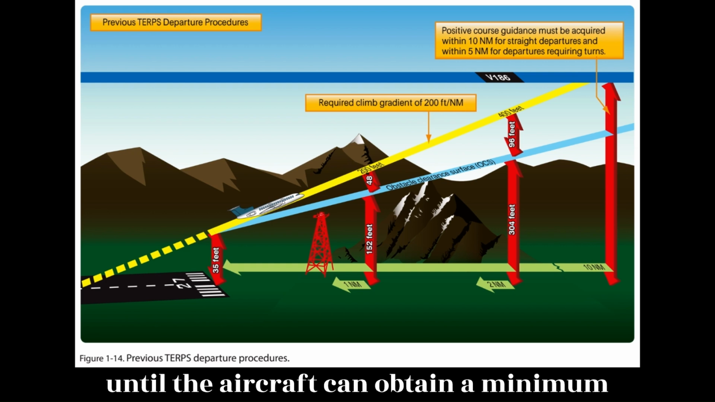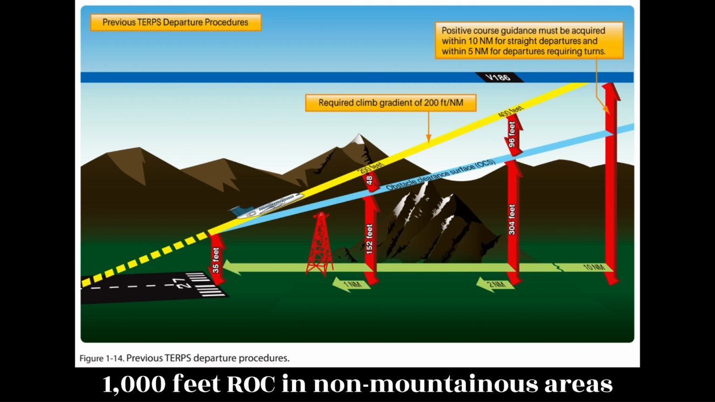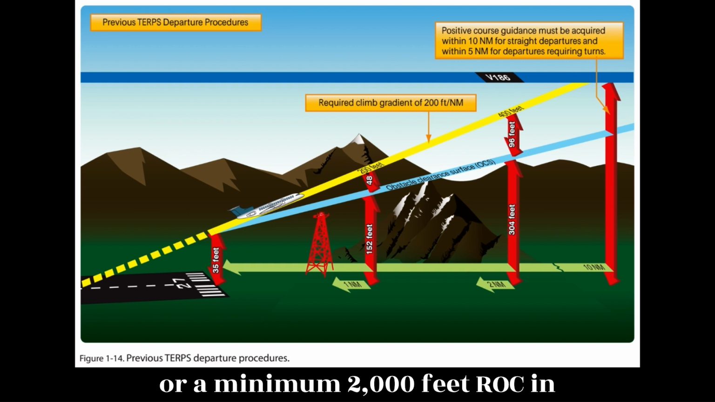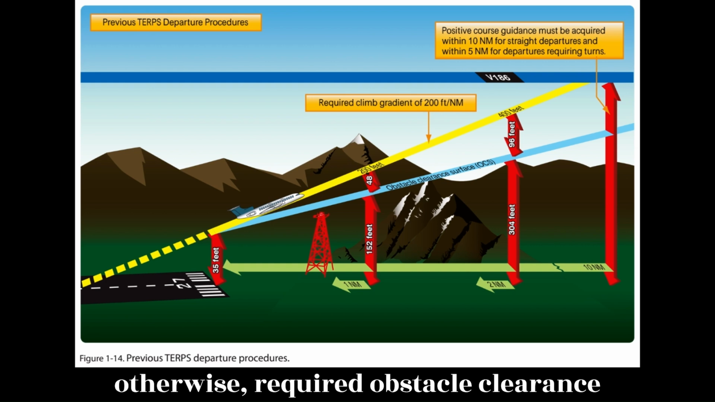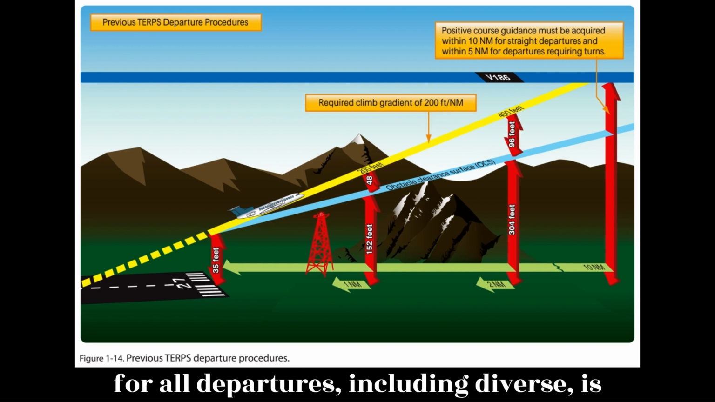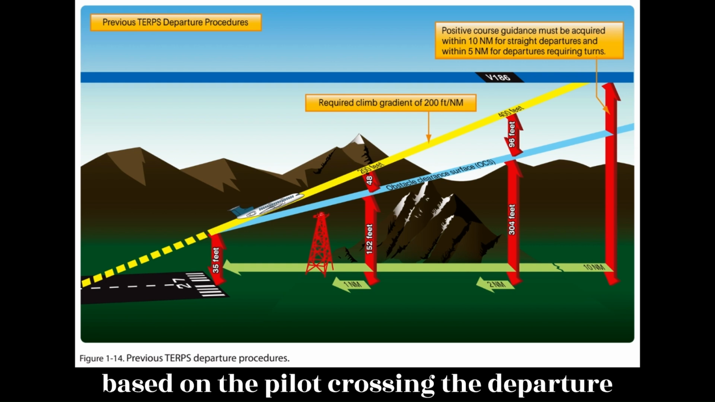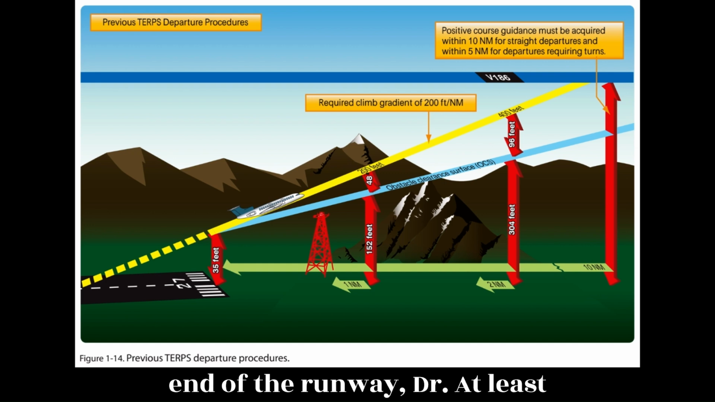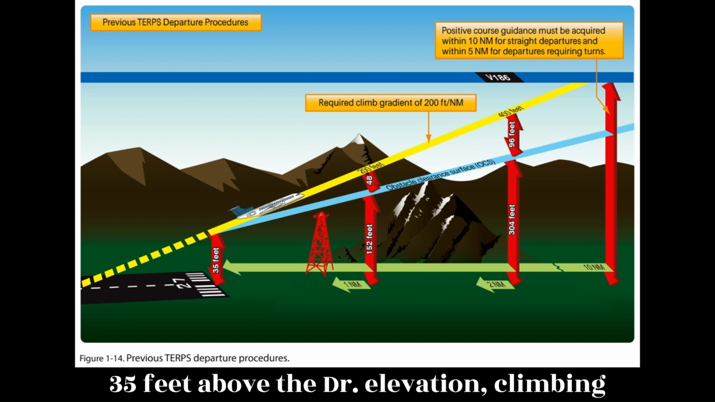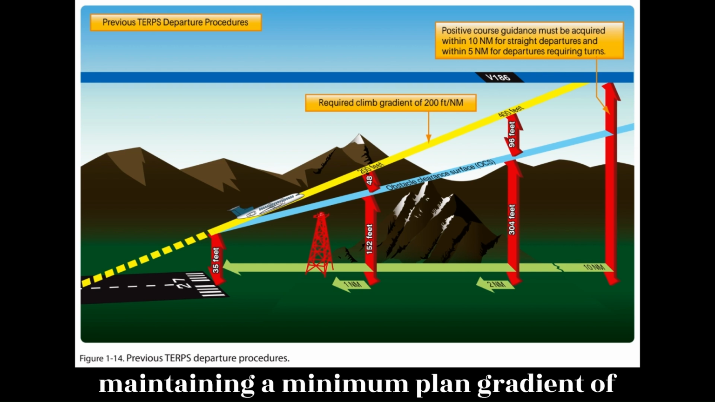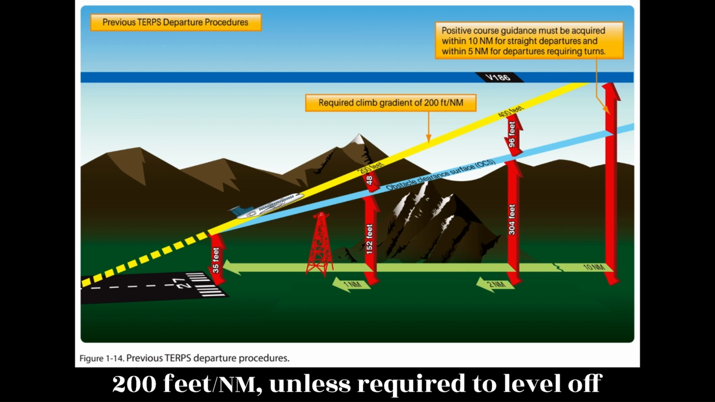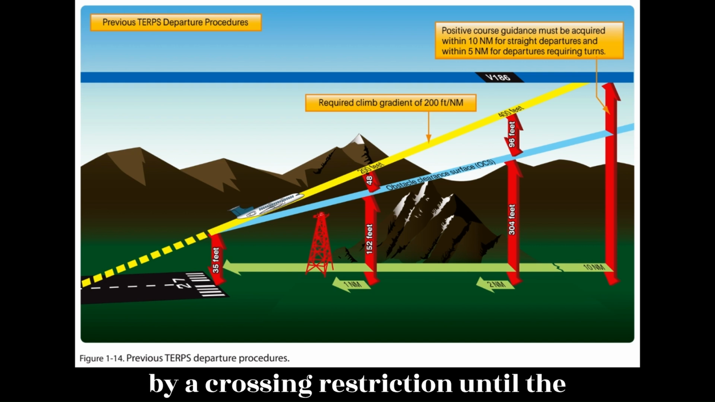out until the aircraft can obtain a minimum 1,000 feet ROC in non-mountainous areas or a minimum 2,000 feet ROC in mountainous areas. Unless specified otherwise, required obstacle clearance for all departures, including diverse, is based on the pilot crossing the departure end of the runway, DER, at least 35 feet above the DER elevation, climbing to 400 feet above the DER elevation before making the initial turn, and maintaining a minimum climb gradient of 200 feet/nm, unless required to level off by a crossing restriction, until the minimum IFR altitude is reached.